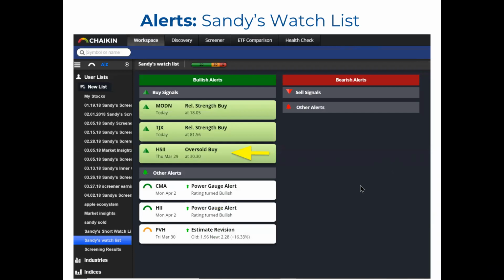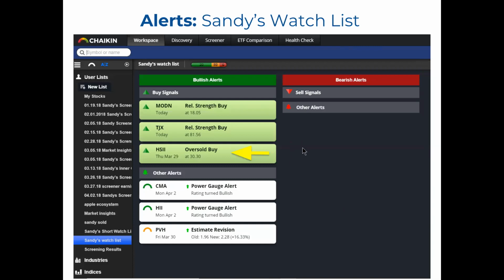I keep two lists: my stock list, stocks I own, and I tend to own 12 or 15 at any given time, and stocks that I'm watching. So these are candidates to buy. These are like the HSII, Heidrick and Struggles, that I saw on a screener yesterday that had been on a screener for a couple of weeks, and I thought, okay, great. I'm going to follow this stock and buy it when the time is right.